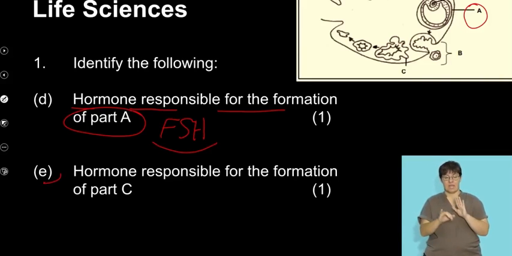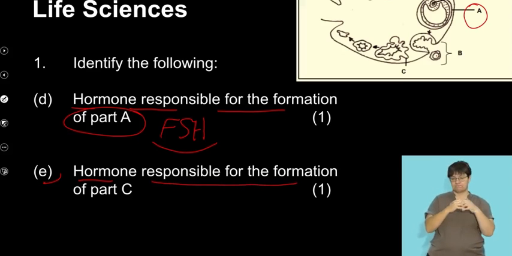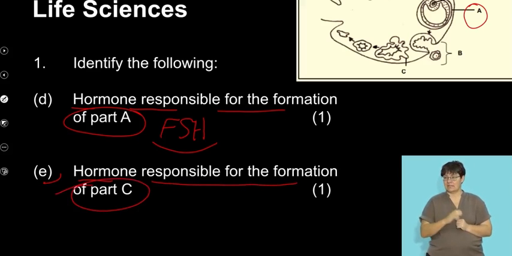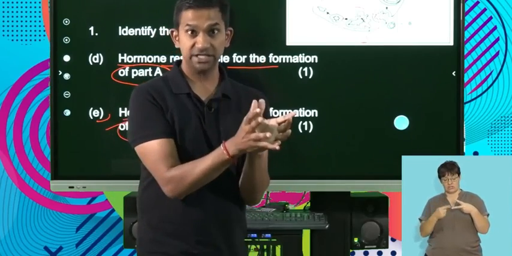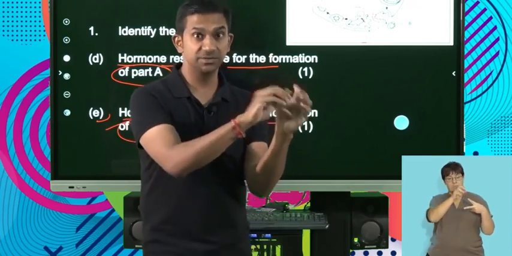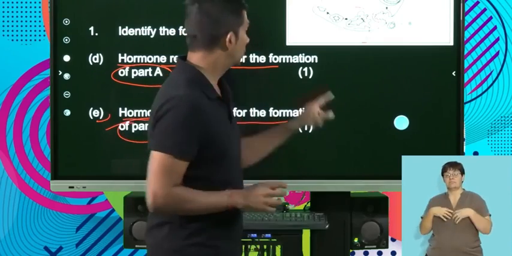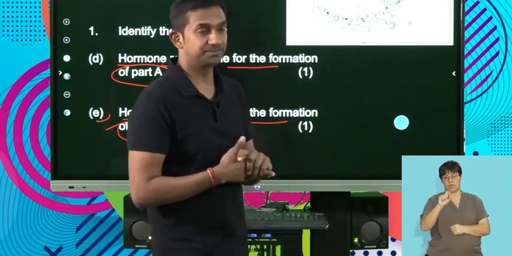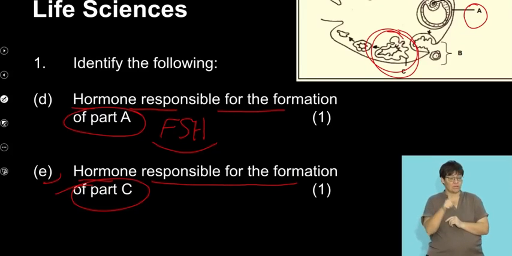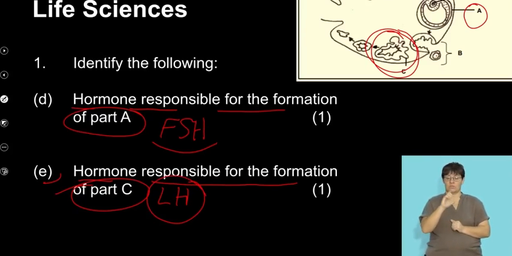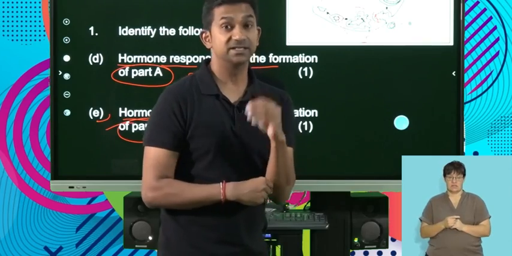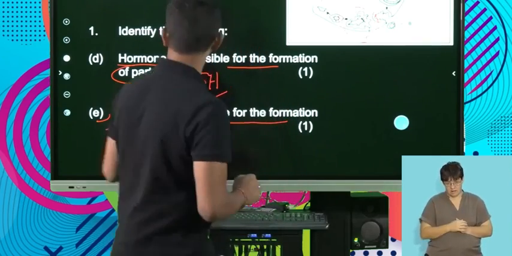The next question would be, we've got to identify the hormone responsible for the formation of part C. So part C is the corpus luteum, and if we look at the pituitary gland, it produces two hormones, FSH and LH. FSH, we mentioned, targets the primary follicle, stimulating its development. However, LH is responsible for maintaining the structure called the corpus luteum. So the hormone that is responsible for the formation of part C is called luteinizing hormone. Again, the corpus luteum is stimulated by luteinizing hormone.